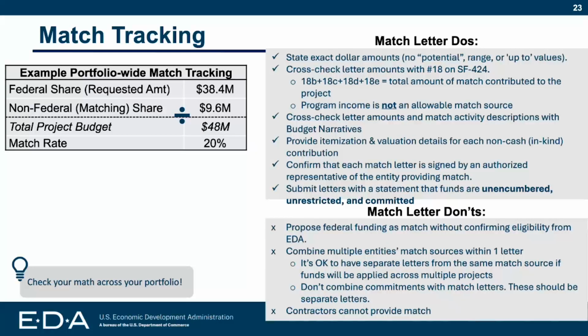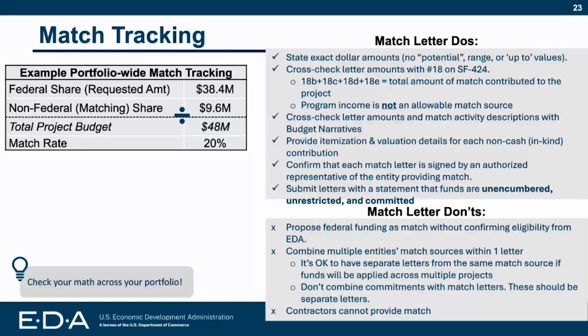Match tracking. So I hinted at this earlier, want to spell it out a little bit more clearly here, which is that for the industry transformation path, we do allow portfolio-wide match tracking. So that means if across the coalition, there's a request of $38.4 million of federal share, that means in order to reach the 20%, we would need to have $9.6 million in match.